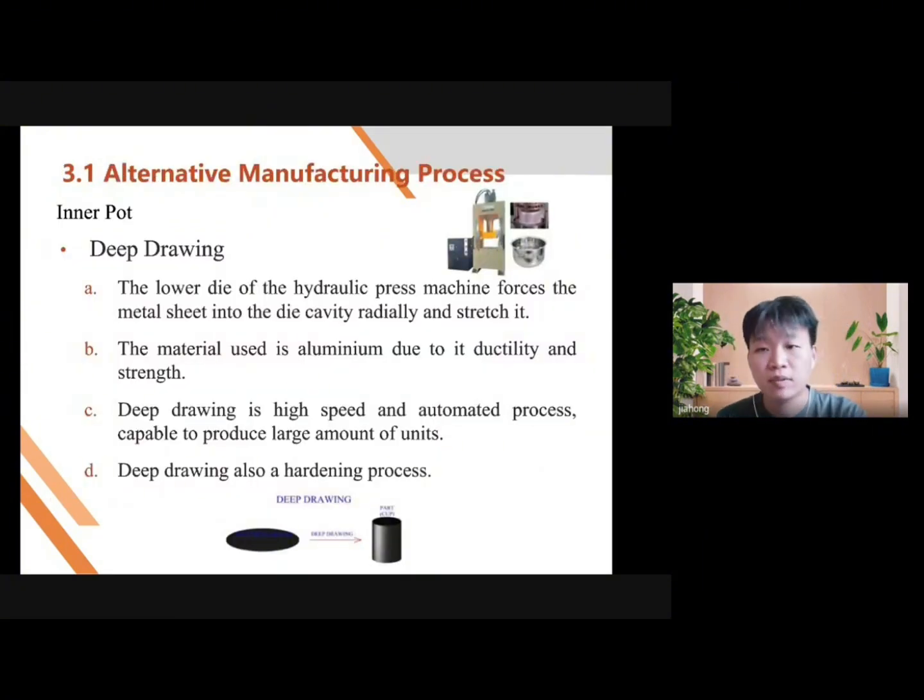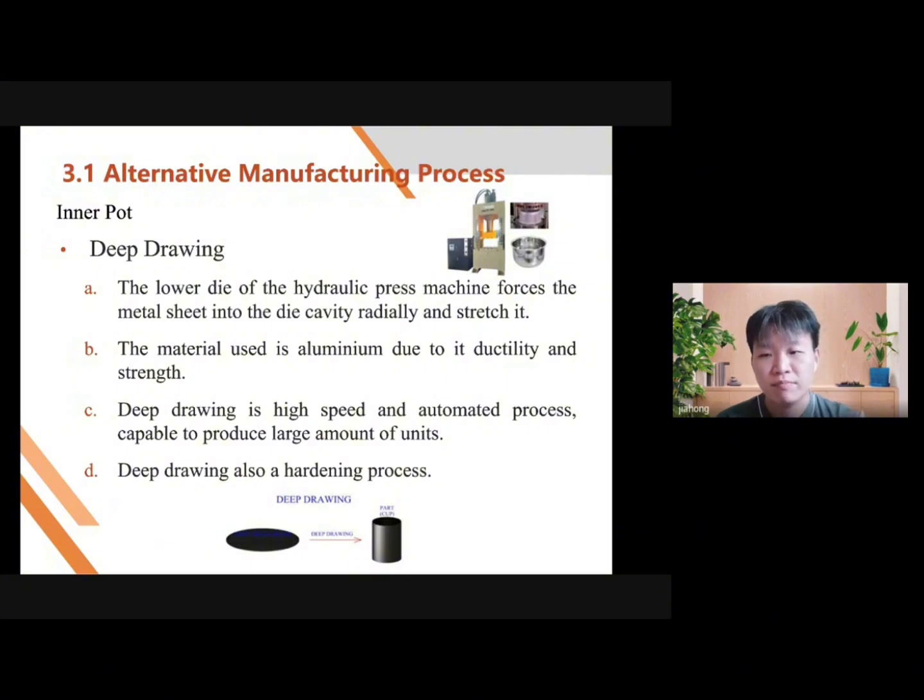So we know that the rice cooker has over 100 years of history. The main components of the rice cooker are the inner pot, outer casing, lid, and so on. By using different types of manufacturing processes, we can get products with different mechanical properties. So now we will explore the first manufacturing process, which is deep drawing. There's another manufacturing process that is similar to deep drawing, which is stamping.